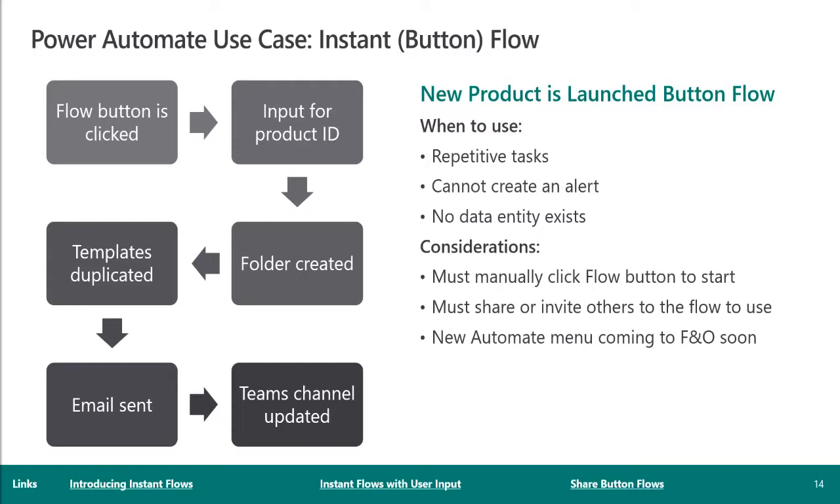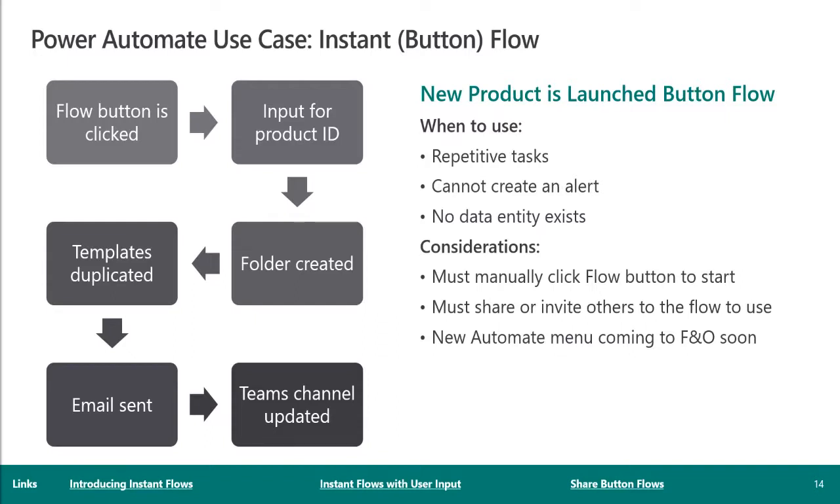One of the restrictions on creating alert rules is that you can only create an alert rule for a primary data source in a form. It's also useful when there's no data entity for a particular piece of data in the system. So in my example, we actually have the user manually click a flow button.